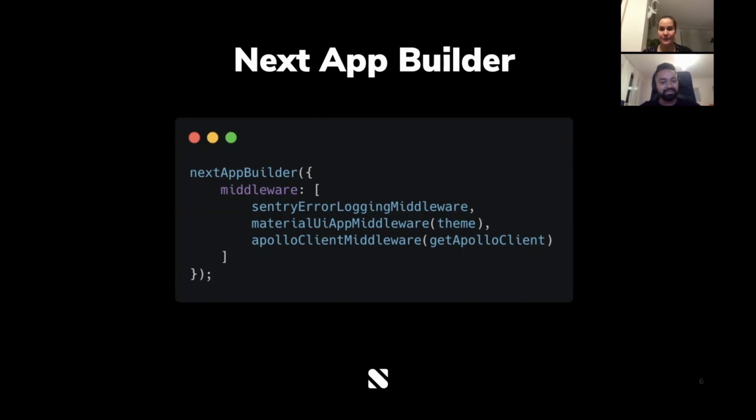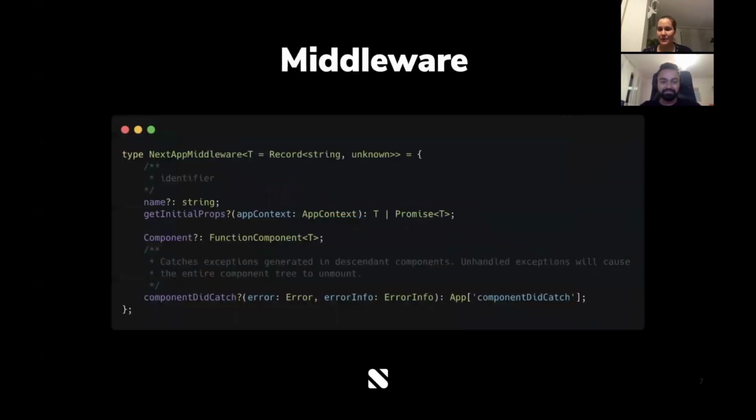Bonus here is that two of them, Material UI and Apollo, are builder methods, because all of the themes are different throughout the applications, so we wanted to be able to pass that from the outside. Now, what does a middleware do? A middleware basically allows you to pass functionality for everything that you can do in a custom Next app: getInitialProps to load data on the server, component, which equals the render function within the app class, componentDidCatch, and last but not least, we have a name.